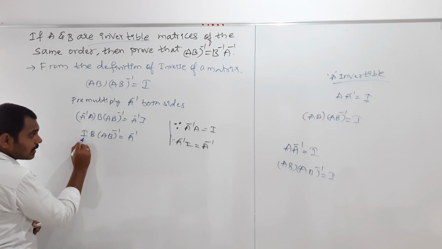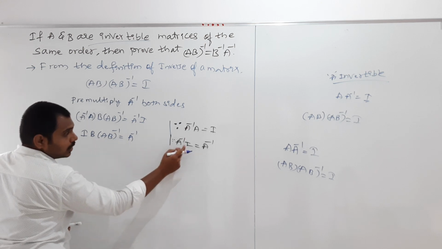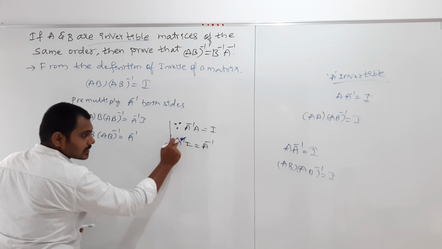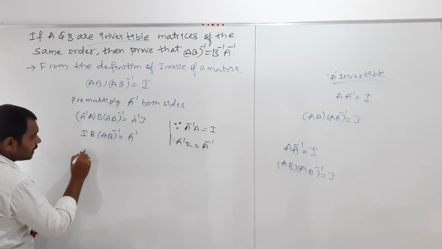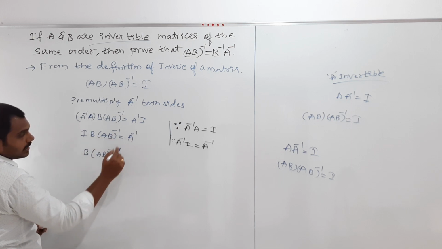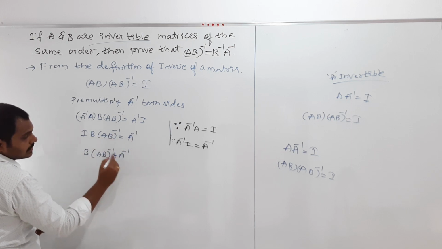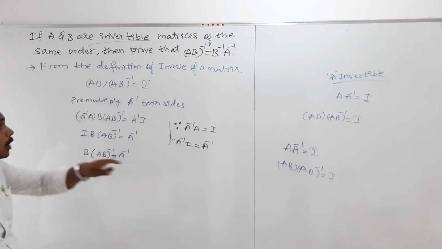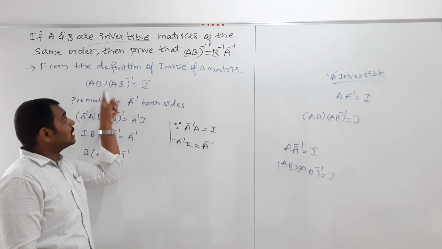My dear students, we also know that if you multiply any matrix with the identity matrix, you will get the same matrix itself. So therefore I into B is B itself, and the remaining is AB whole inverse. The remaining I am writing as it is. Clear? I hope now you understood why I multiplied A inverse.